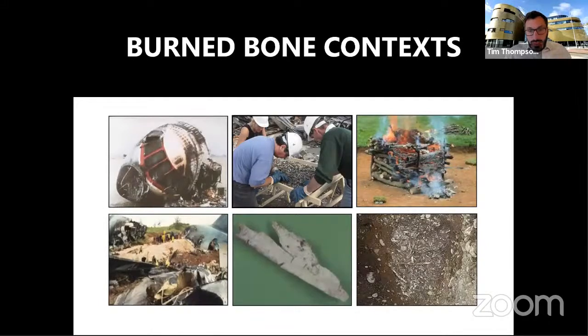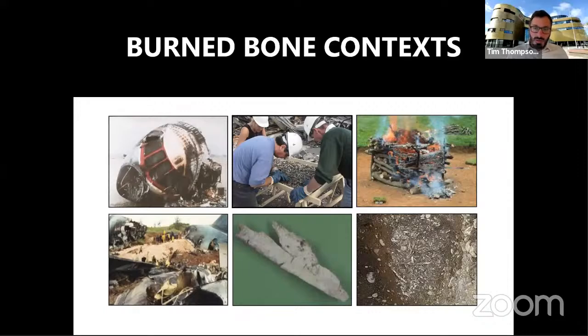And the thing about burnt bone, though, is that it appears in many, many different contexts. So the study of burnt bone isn't the study of something which we hardly ever see. It's not some small, tiny aspect of archaeology or some minuscule aspect of forensic science. It's very common. We see burnt material from plane crashes and car crashes, from house fires. We see it from attempts to cover up murders or hide forensic evidence.